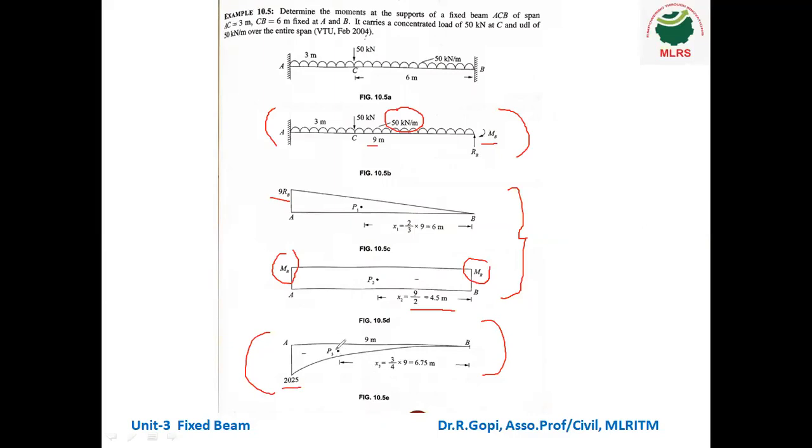And what is the corresponding centroid distance? It is 3 by 4. For triangle, it is 2 by 3. For parabolic, it is 3 by 4. So 3 by 4 of 9. It is 6.75 meter. Okay, students.